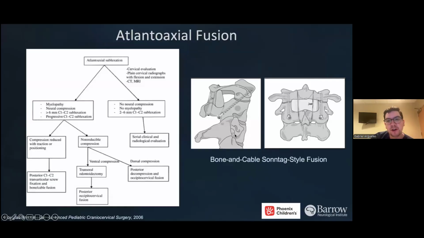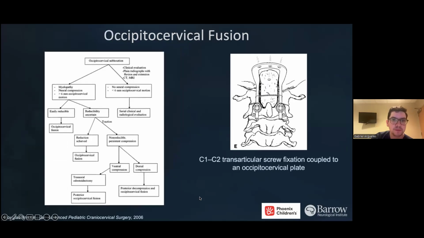And then just briefly, there's a couple of constructs that people use to actually fuse these patients. At C1-2, the classic is this bone and cable Sonntag style fusion where you put a wire across C1-2. You can put these screws across the joint, which can be technically challenging, and these have really high rates of fusion. And then OA fusion constructs, basically you can do these transarticular screws with laminar wiring and just use a plate to connect to the occiput here.